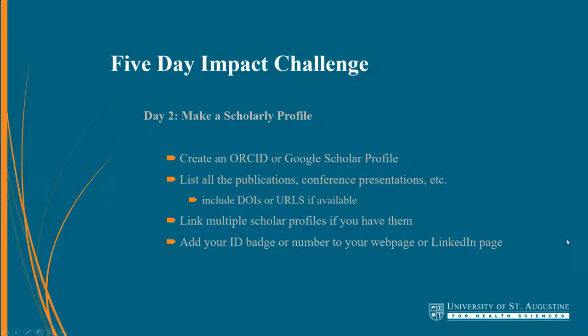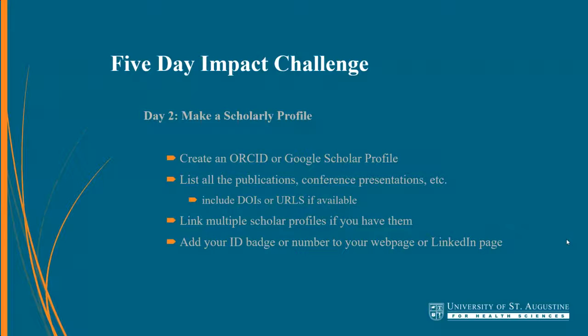Day two would be to, if you haven't already, and many people might already have one, choose one of these things and create a scholarly profile. ORCID or Google Scholar are probably the ones that I would recommend, but there are others out there. There's the Scopus profile. I think there's a Researcher ID, which is through Clarivate. I can never pronounce that correctly.